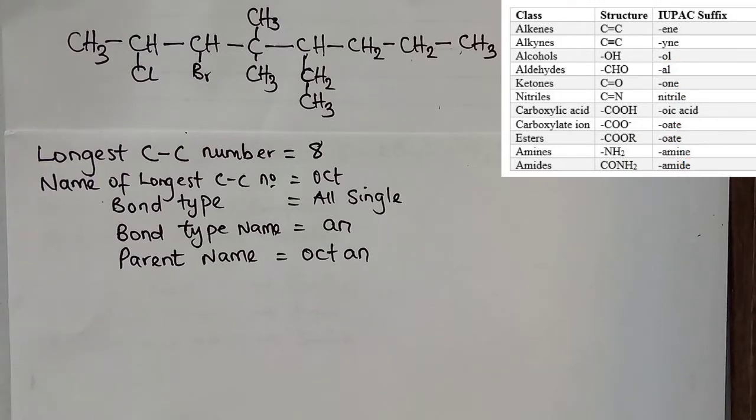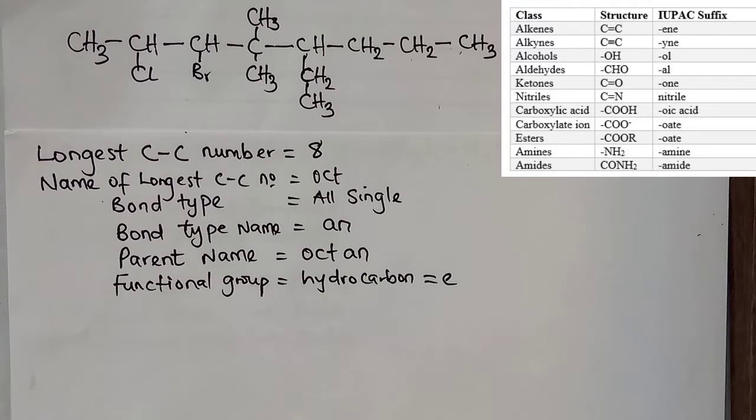We do not see something that looks like that. Therefore, since we do not see that, it means that this is coming from a hydrocarbon. Since it is coming from a hydrocarbon, the functional group here is the hydrocarbon, which we will name E. So combining the oct, an, and E, we will have octane as the name.